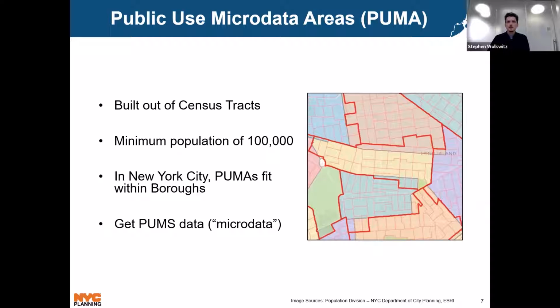In New York City, PUMAs fit within boroughs, or county boundaries. Now, it's not always true across the country that PUMAs don't cross county boundaries, but it is in New York City. And one of the great things about PUMAs is that they allow you to access PUMS data, or microdata, from which you can do special cross tabulations, and allows for different kinds of analyses that aren't available with the normal census data and ACS data.